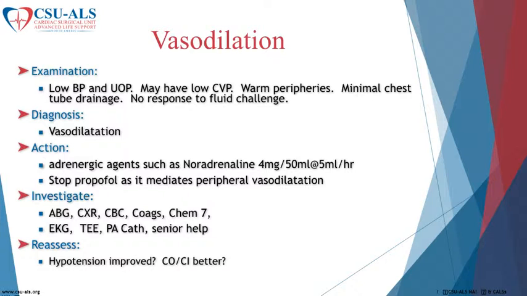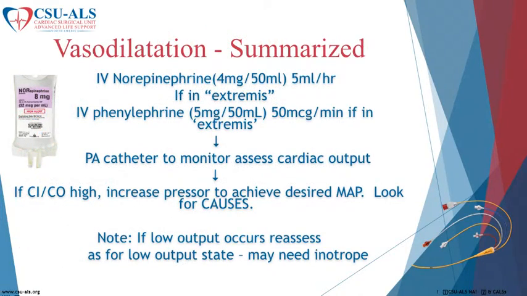And then we've got our 2 lines of test. Initially, reach for that first line, ABGs, chest x-ray, CBC, coags, Chem 7. But once you've reassessed and you're still not fixing the problem, then you want your key 3 tests, an EKG because it might be ischemia, it might actually be a low output state, transesophageal echo just to again make sure it's not a low output state. A PA catheter gives you the answer, SVRI is low, cardiac index is high, and senior help to help you out if you like. And then a little bit more detail on that.